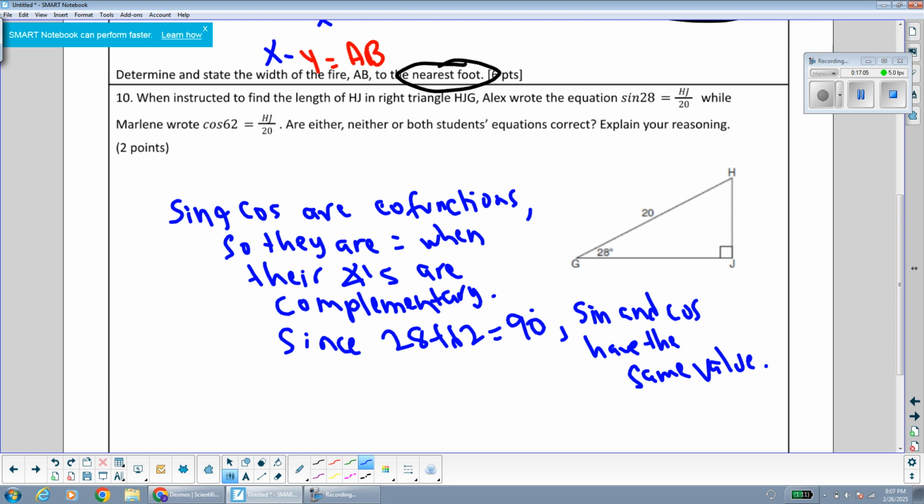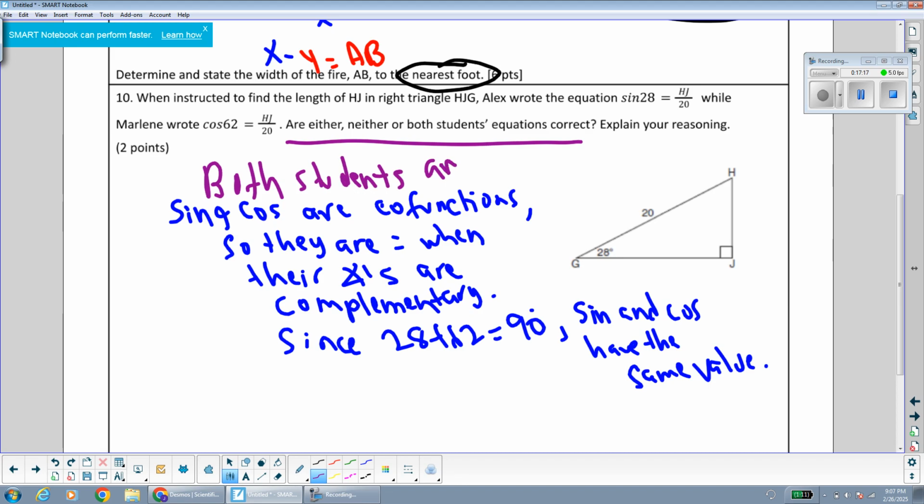Good explanation. I would still get only 1 point. You have to take a side. You have to actually answer the question. Both students are correct. If you don't state who you agree with, you lose a point.